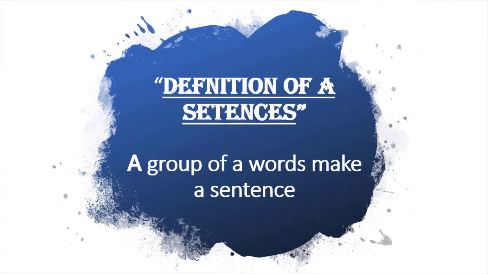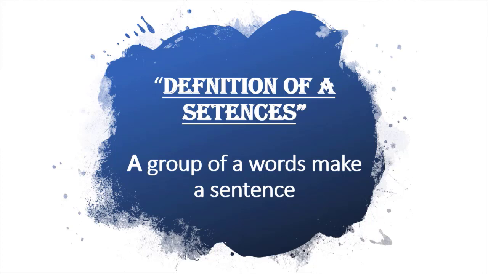So, first of all, the first question that occurs in your mind is, what is a sentence? The definition of a sentence is that a group of words makes a sentence. It means a group of words. What is a word? For example, if I say I, it is a single word. Again I say go. Go is also a single word. To is also a single word. School is also a single word.